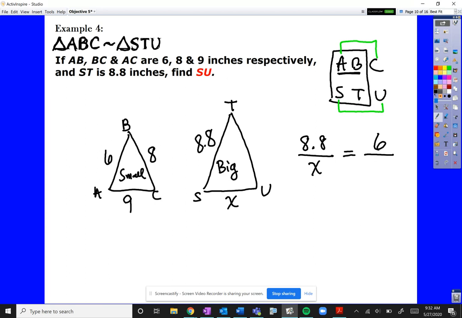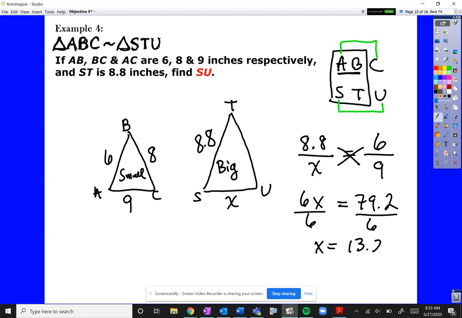Remember, guys, it's all about the ordering. So where's AC? That's 9. Boom, there's our proportion. Big over big, small over small. Making sure that we use the correct sides that match up. Let's do a little cross multiplying. 6 times x is 6x. 8.8 times 9, 79.2. Divide by 6 to solve for x. 13.2.